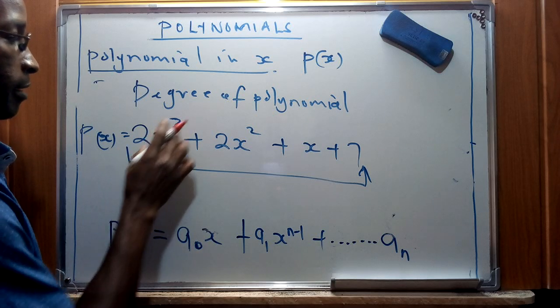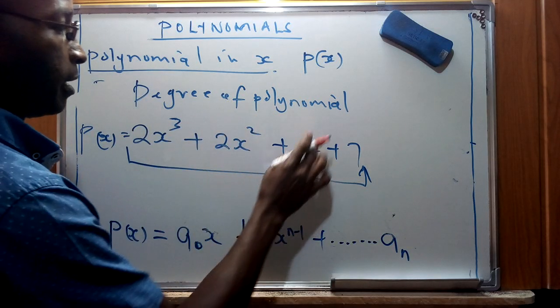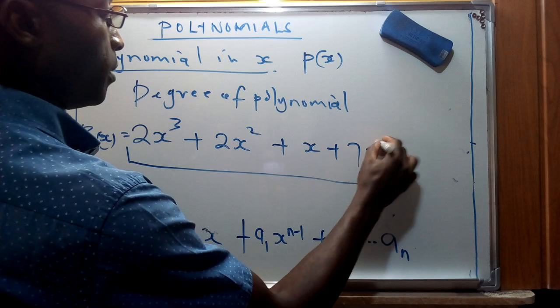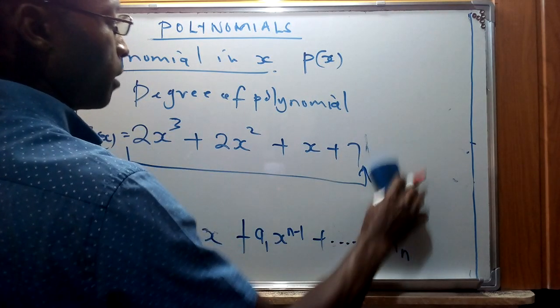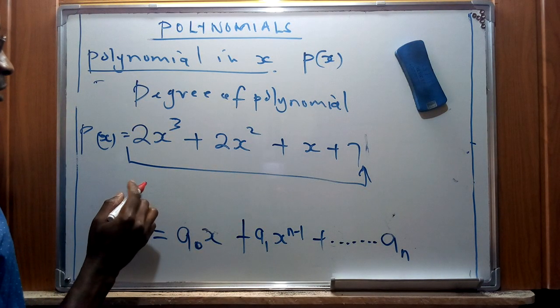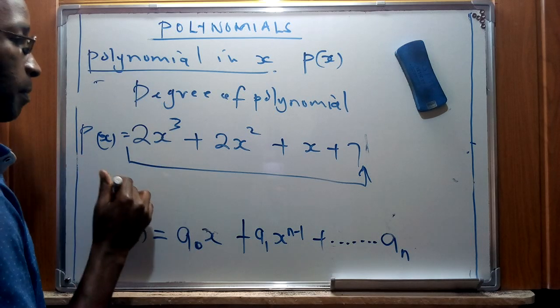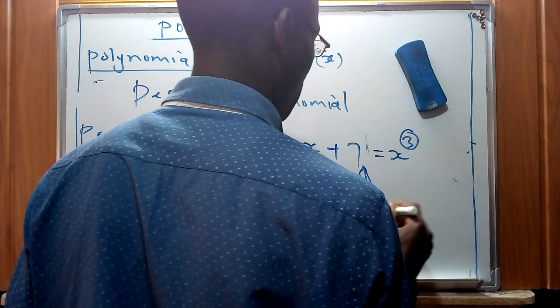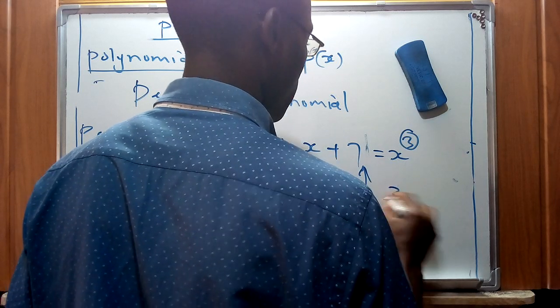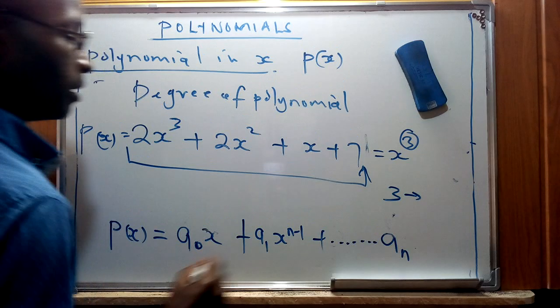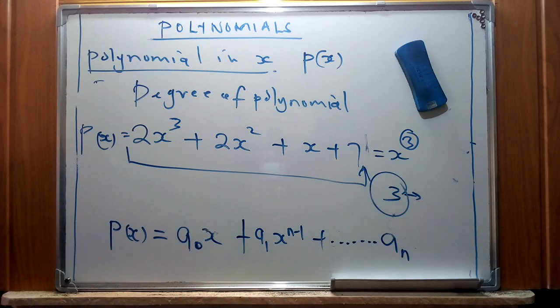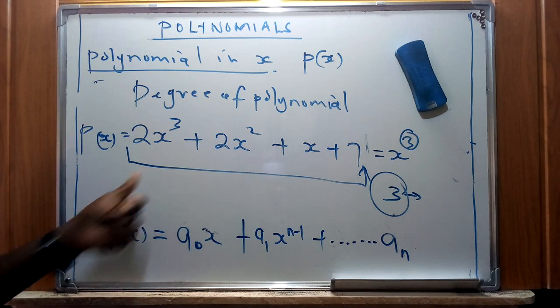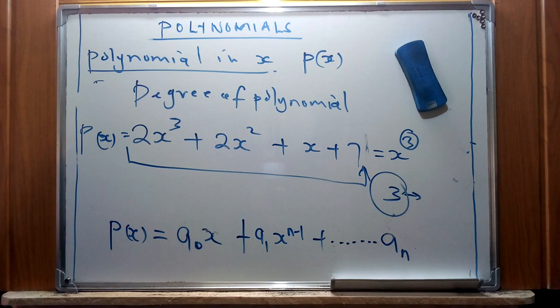Therefore, we have x raised to power 3, x raised to power 2, x to power 1, and perhaps this last one is not shown; it is going to be a constant. So the highest power in this particular case is x to power 3. We take this power, which is 3, and this is the degree of this specific polynomial.